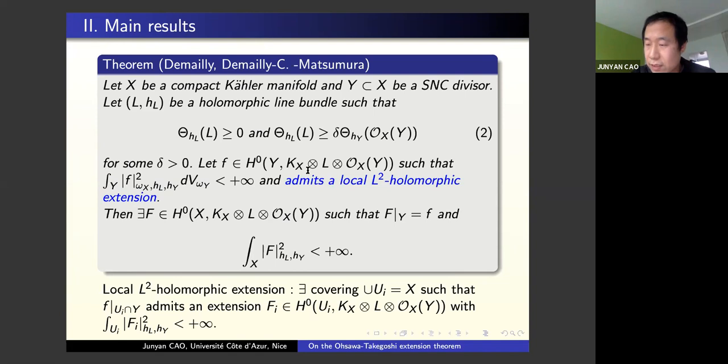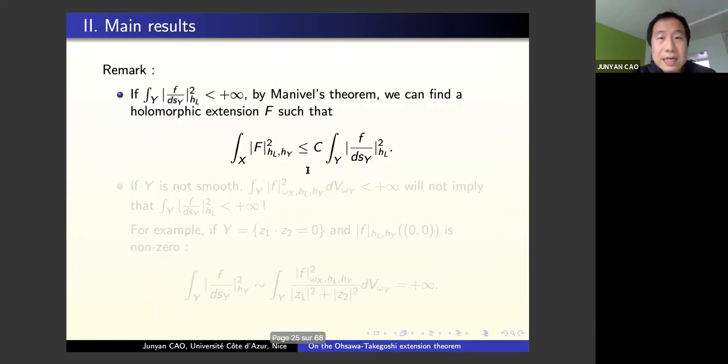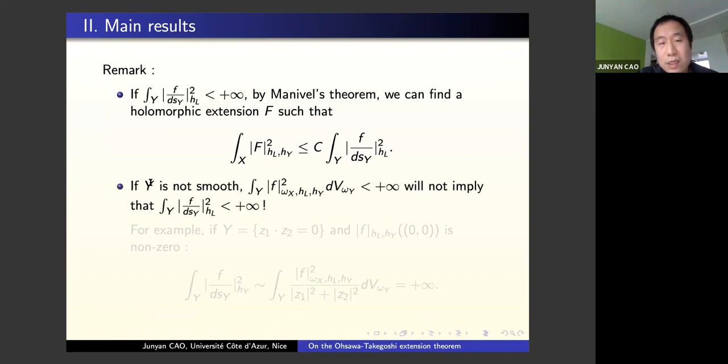I have no time to explain the proof of this result, but I would just like to recall that, as I have explained before, under the assumption that this L2 norm is bounded, in this case we can find a holomorphic extension such that the L2 norm of big F is controlled by this term. But in general, in the case where Y is not smooth, the finiteness of this term could not imply the finiteness of this L2 norm.